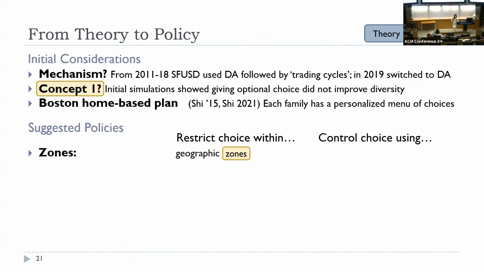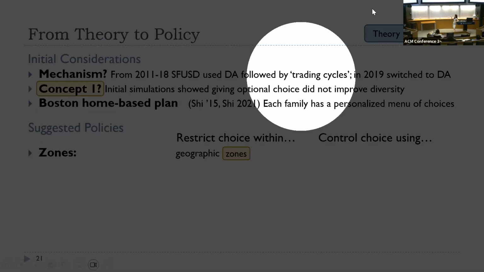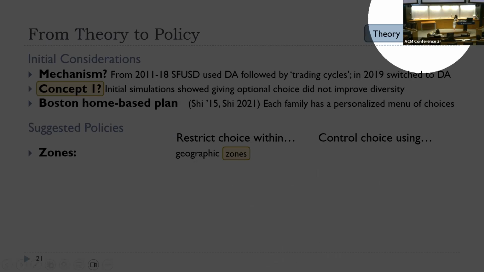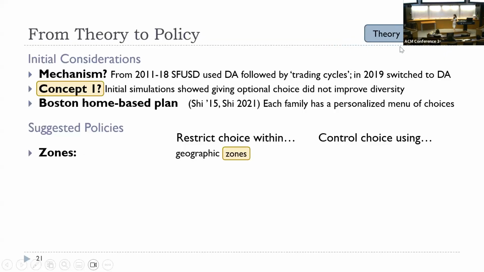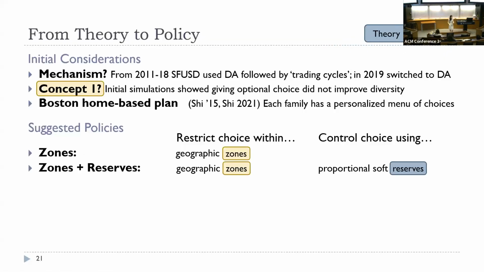We're going to restrict choice using geographic zones. This was what the district wanted to do, within this little yellow box. Yellow is what the district wanted to do. On top of that, we said, if you want to achieve diversity, just restricting to zones is not going to do anything. You want the zones to be big enough so that they're residentially diverse, but on top of that, you need to do some controlling. So I'm going to add an extra lever. The school choice literature says you should use reserves. Soft reserves mean that if there are not enough students from the group who want those seats, other students can take those seats.